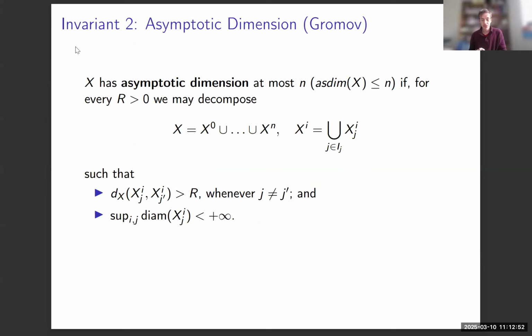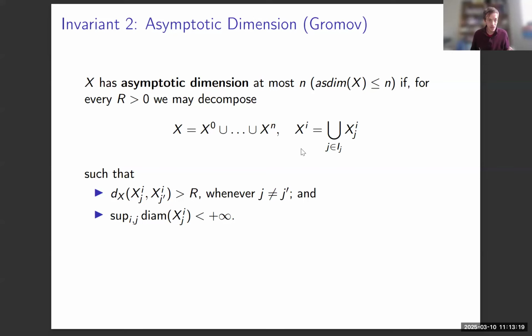So we say X has asymptotic dimension at most n if for every r we can break X up, we can color it using n+1 colors. So this is this superscript indices 0 to n. So we say for each point it has a particular color from 0 to n. And then we take each color and we're going to break each color section up into a large collection of pieces. And the important thing about these pieces are these two conditions here.